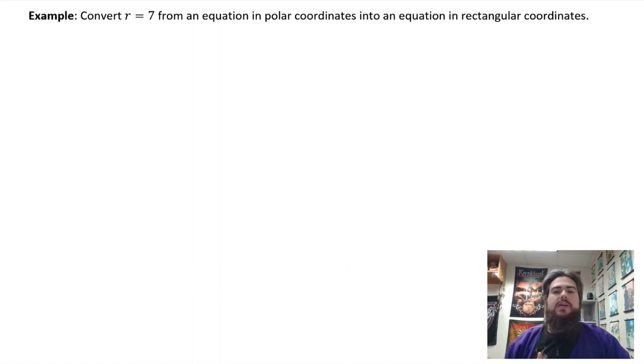clear what we can use to replace the values in this equation with things from rectangular coordinates, with values of x and y. That is because we have equations such as r times cosine of theta equals x, which would allow me to replace that phrase r cosine with x, but I don't see that here.